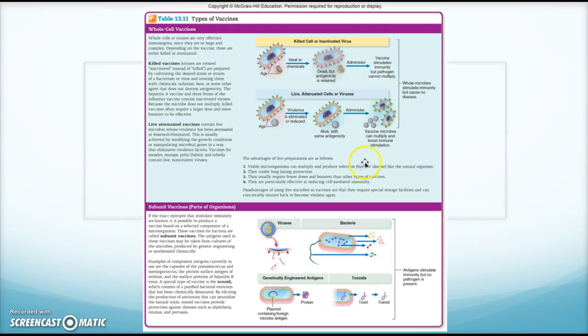So the advantages of that live preparation that I was just talking about is that they can multiply, which means that they can cause an infection, but not very badly, and so the immune response will be very strong. They will confer a much longer lasting protection, and they usually require fewer doses or boosters than the first type. And that's because with that multiplication, you get more exposure to it. And then they're very effective at inducing the cell-mediated immunity, or the T cells.